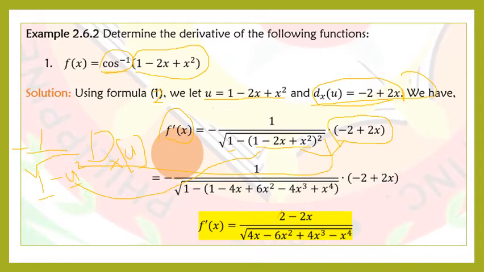Kasi diba ang rule sa fraction is i-multiply ang numerator to numerator and then denominator to denominator. And then si denominator natin class is magiging si negative sign, i-distribute natin dito, ang mangyayari is magiging 1 minus 1 is 0 na yan. So, negative times negative 4x is magiging positive 4x. Negative times positive 6x squared is negative 6x squared. And then negative times negative 4x cubed is positive 4x cubed. Negative times positive x to the power 4 is negative x to the power 4.